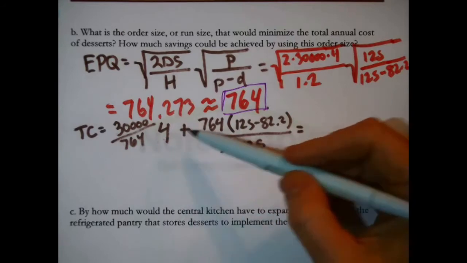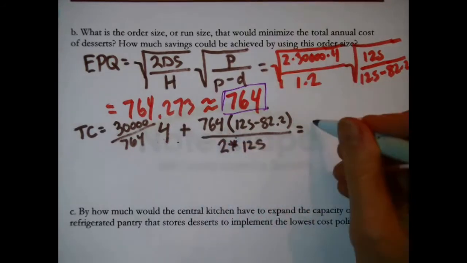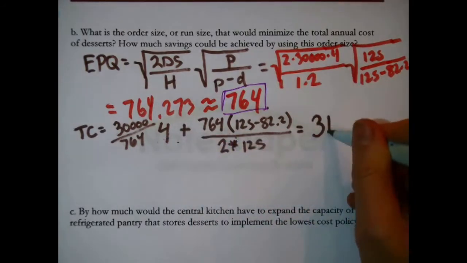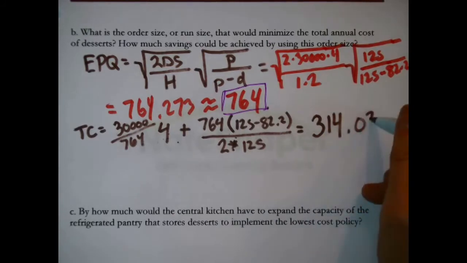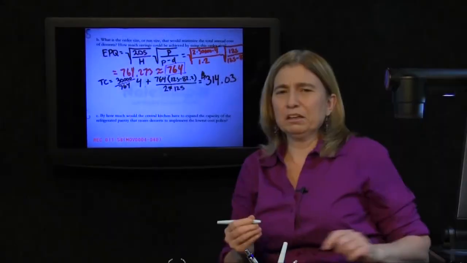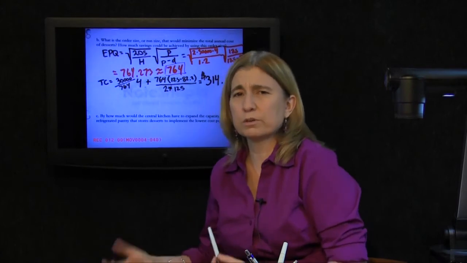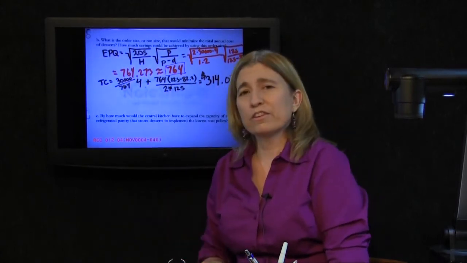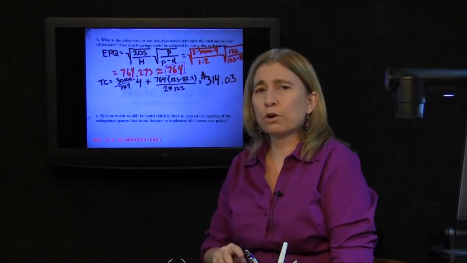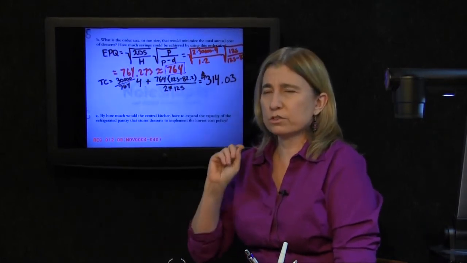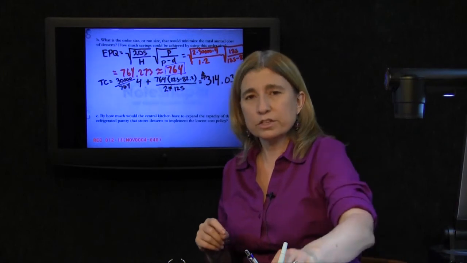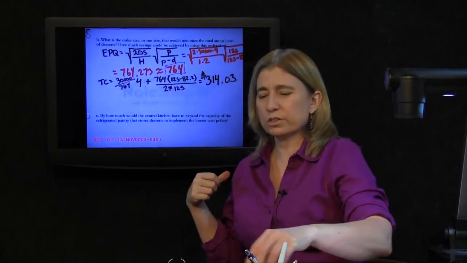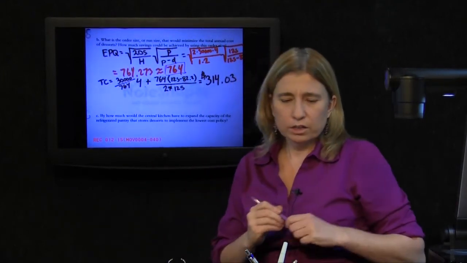They come out virtually the same and they sum up to basically $314. Depending on how you round it, you can tag on 3 cents, but it's $314 for the most part. Now, whoa, that's not the savings. That's the total cost if you make the desserts 764 at a time. The savings would be the difference between this and what we found previously. Let's see, savings.